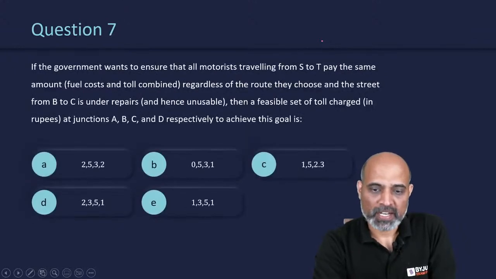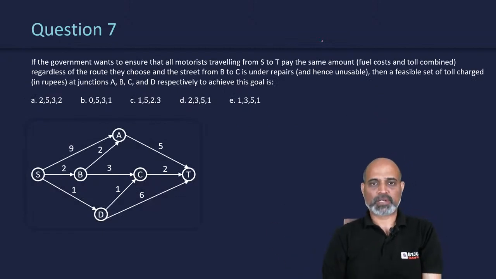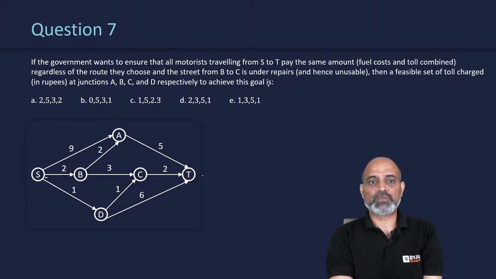Still not sure why it was E, but it's going to be one among D and E. Okay, next, if the government wants to ensure that all motorists traveling from S to T, let's go to the figure part, pay the same amount, fuel cost and toll combined, regardless of the route they choose, and the street from B to C is under repairs.